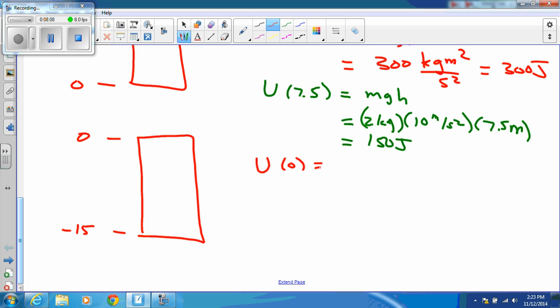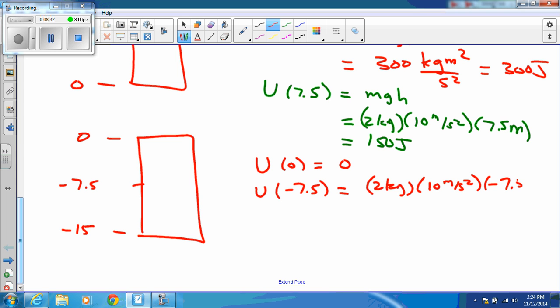And if now the potential energy at the top is 0, mg times 0, and the potential energy at a point halfway down is U of negative 7.5. Would that be for dropping a ball? Yes. Which gives me negative 150 joules.